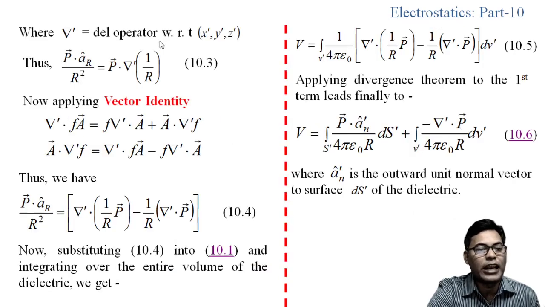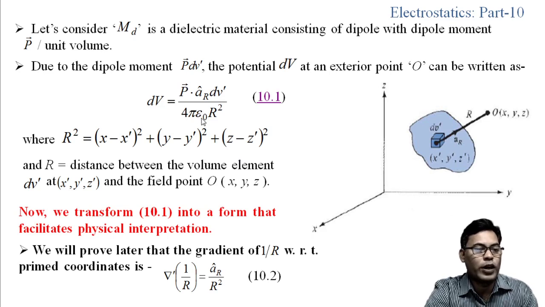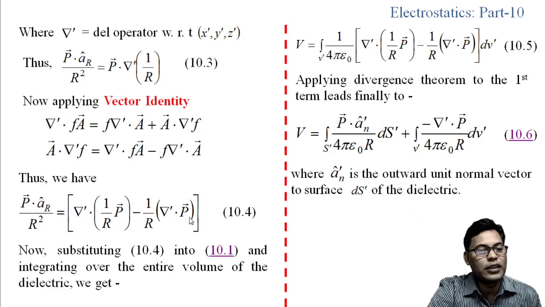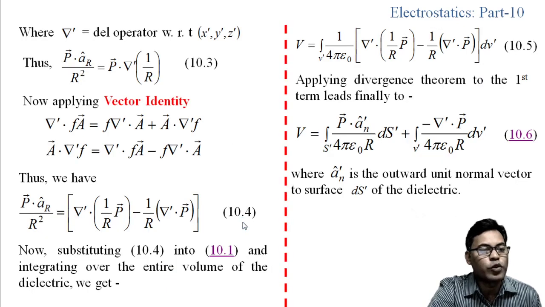So, here del prime is the del operator with respect to x prime, y prime, z prime. Now, as you can see, 1 by 4 pi epsilon naught is a constant, so keep it aside. Now, take P dot aR by R square. This aR by R square can be written as del prime of 1 by R, because aR by R square is del prime of 1 by R. So, we get P dot del prime of 1 by R.